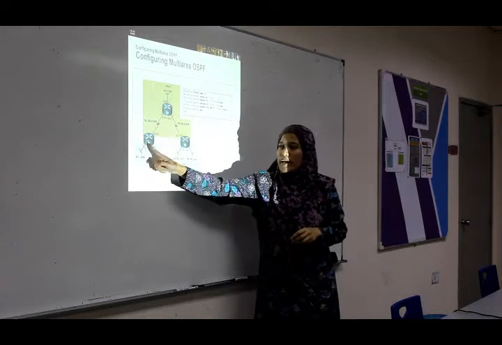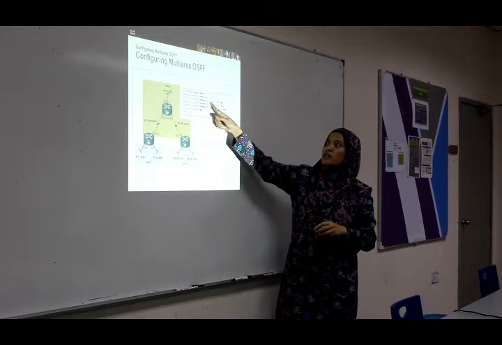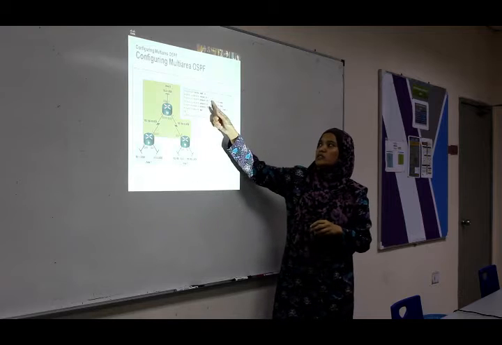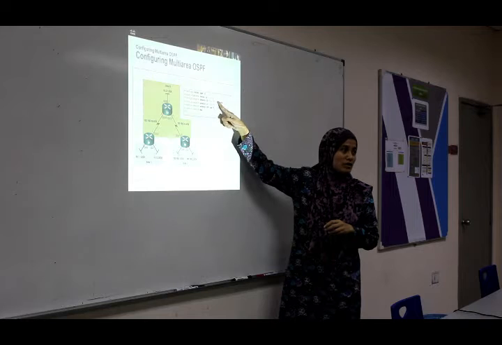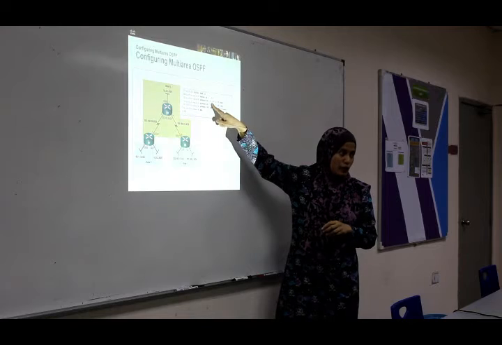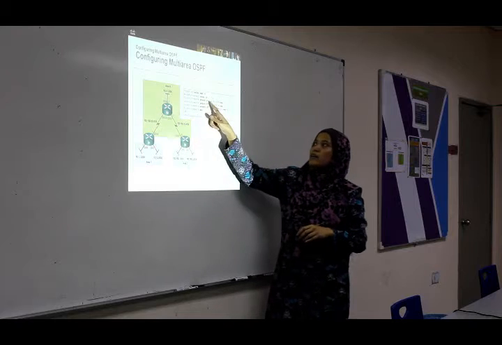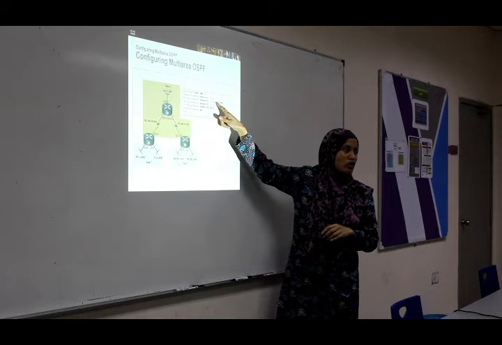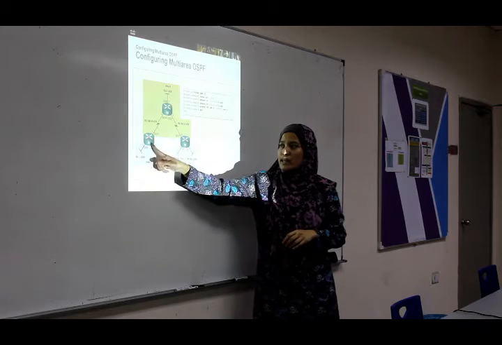So the first network we want to configure is G0/0, 10.1.1.1. This one takes the IP, so the wildcard will be 0.0.0.0 area 1. If we don't want to use the IP, we can use the network. If we use network 10.1.1.0, the wildcard will be 0.0.0.255 area 1.